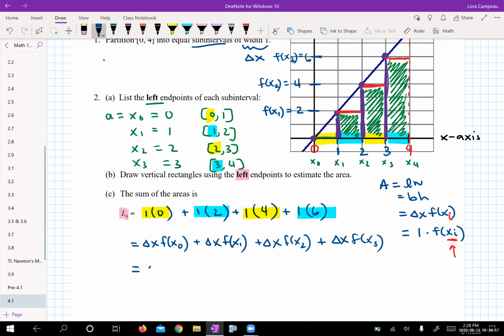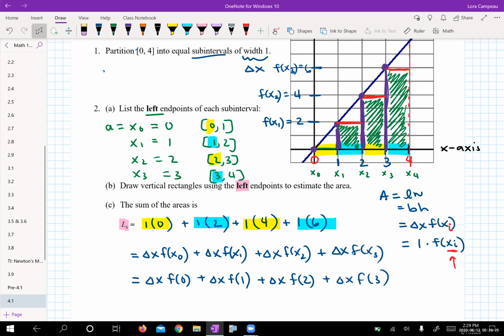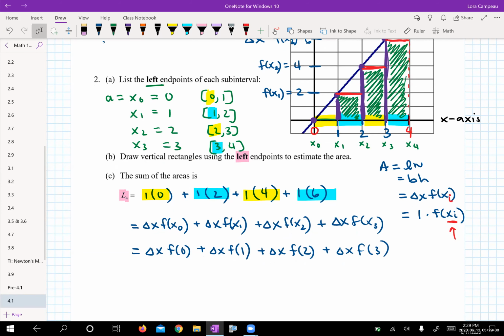What was f of x sub 0? That's f of 0. f of x sub 1 is f of 1. f of x sub 2 is f of 2. f of x sub 3 is f of 3, based on the subintervals that we were doing. So that's generic speak to help you understand why you get all these delta x's and f of x sub i's everywhere. It really just has to do with the base and height of each of the individual rectangles. You don't need this to do this problem, so let's move forward, and I'll still develop this so that you get used to the notation.